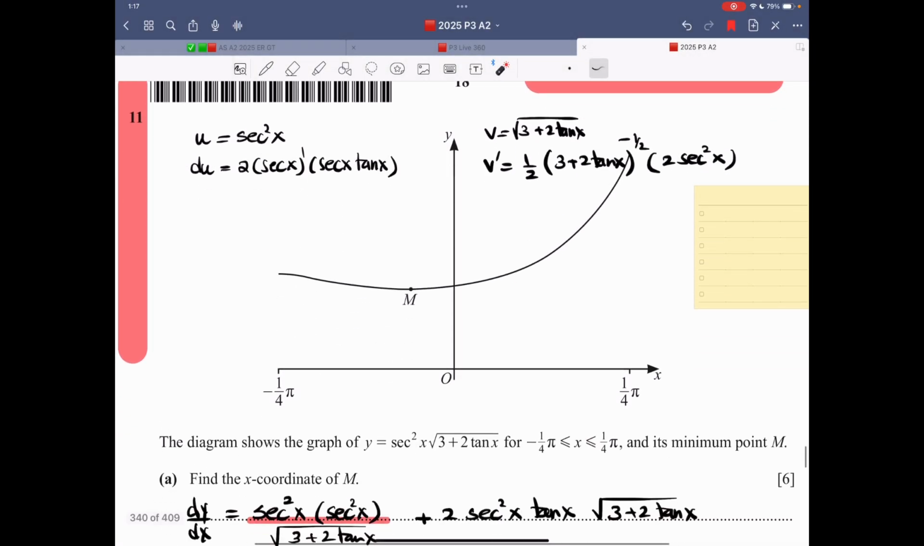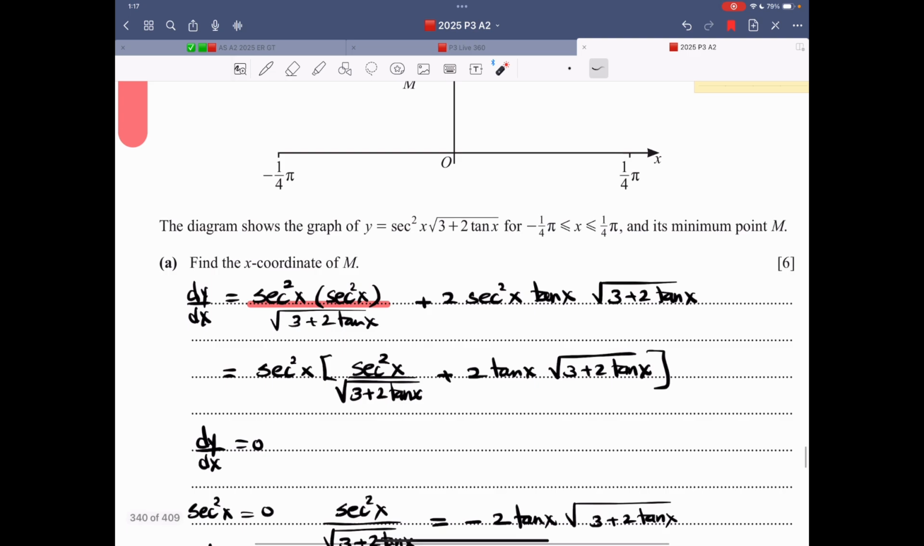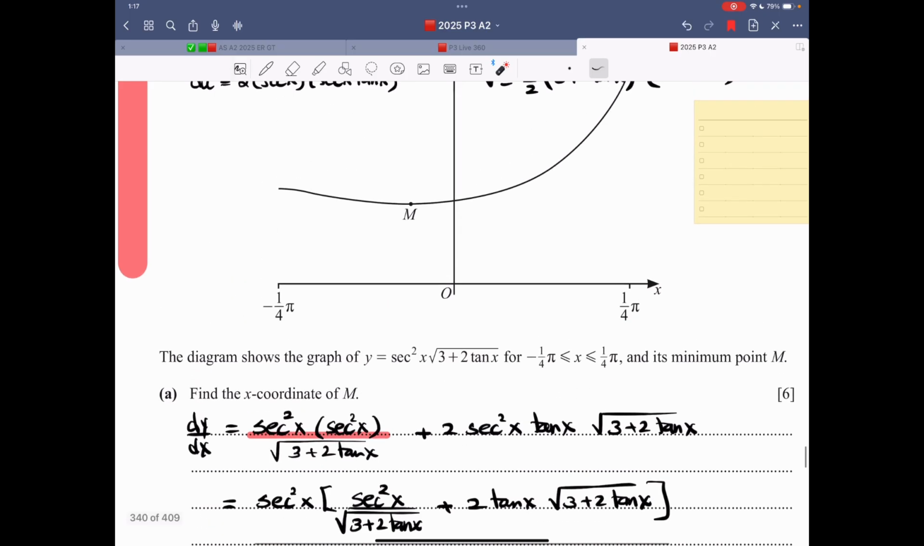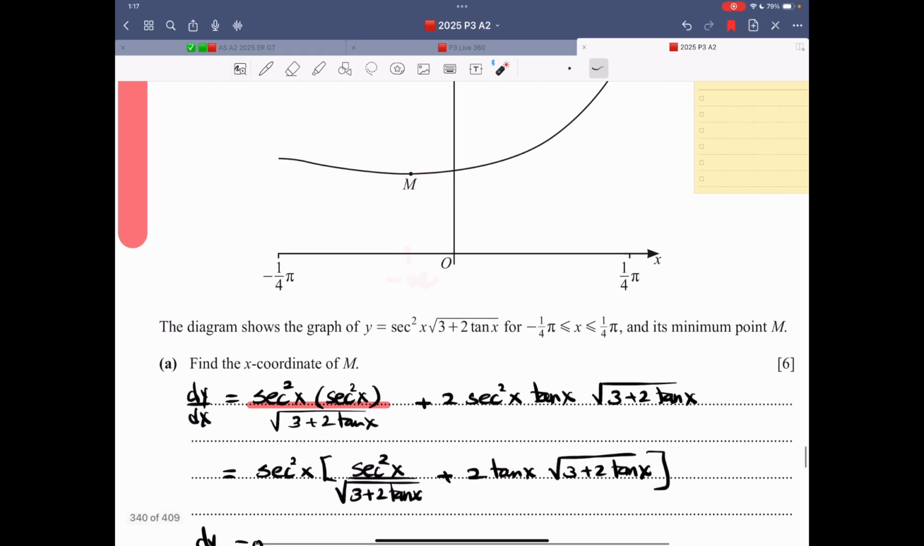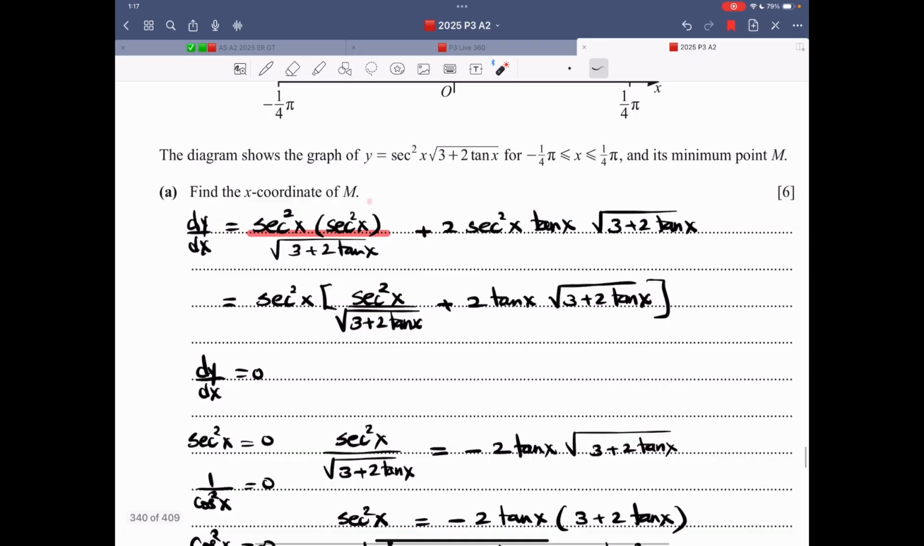So now the special thing in this one was this thing. The diagram shows a graph of y equals sec square x and square root of 3 plus tangent 2x. x lies between these two values. The graph is drawn. The coordinates of m is marked, and we know that m will be negative. Find the x coordinate of m.